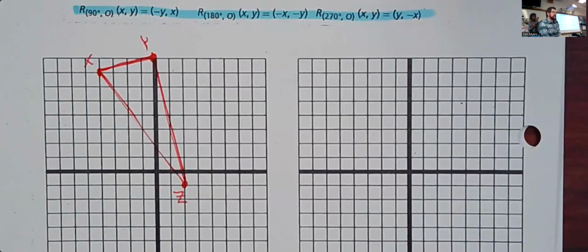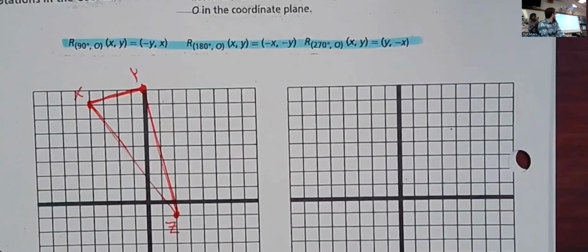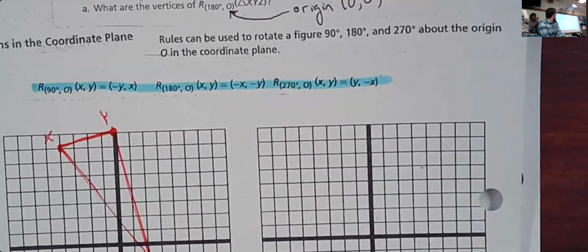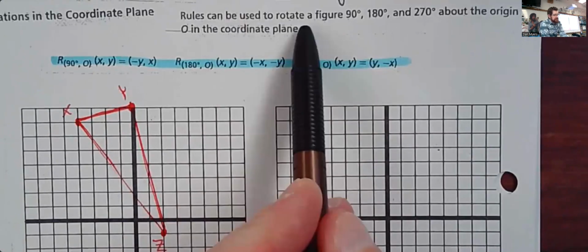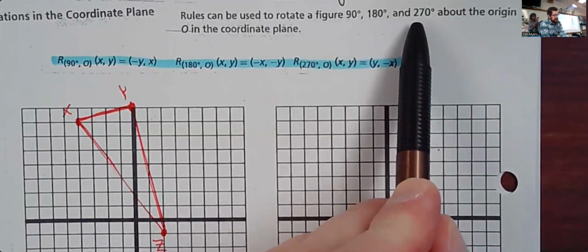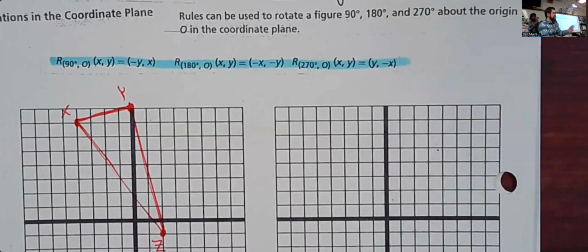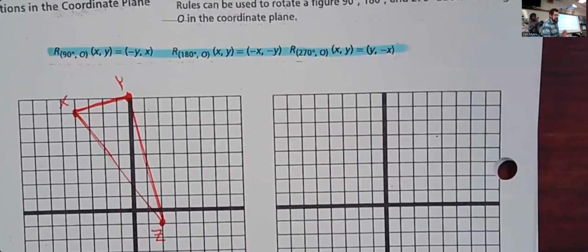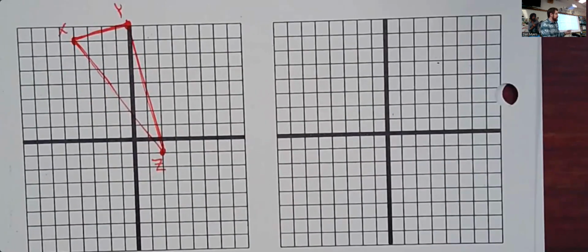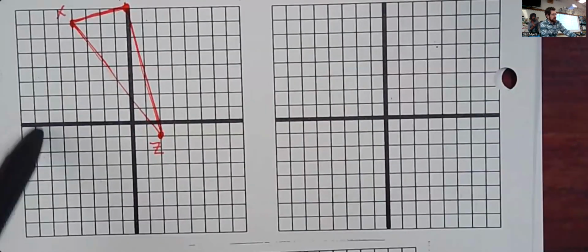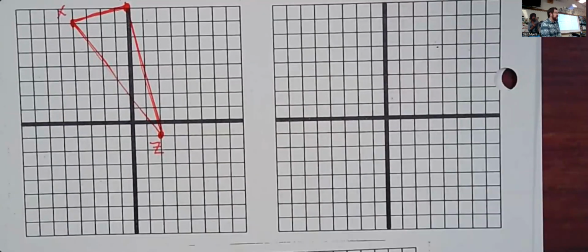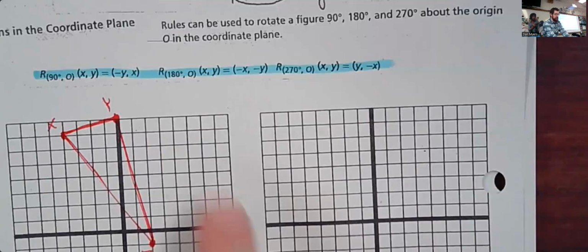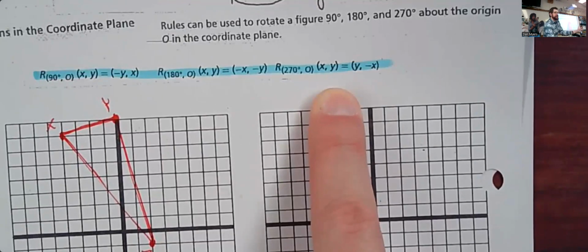And it tells us to rotate this 180 degrees. And we're rotating it 180 degrees around the origin. So it says rules can be used to rotate a figure 90 degrees, 180 degrees, and 270 degrees about the origin, which means around the origin on the coordinate plane. Now, the other thing we need to mention here is that when you rotate, unless it states otherwise, you are rotating counterclockwise, which means this way. Now, that's not super important to know right now because we've got our rules. So no matter what, if you use the rules correctly, you're going to end up in the right spot.